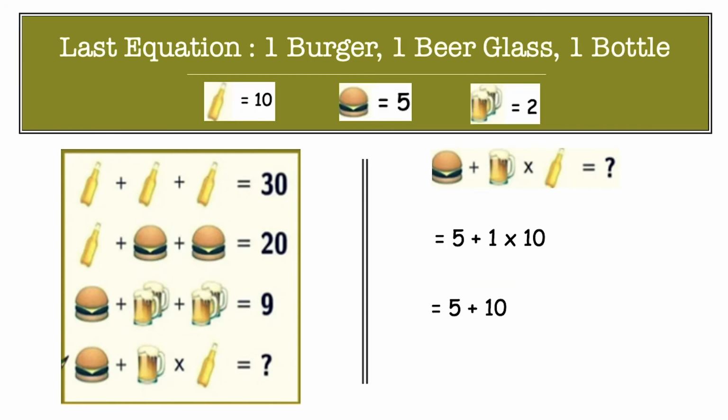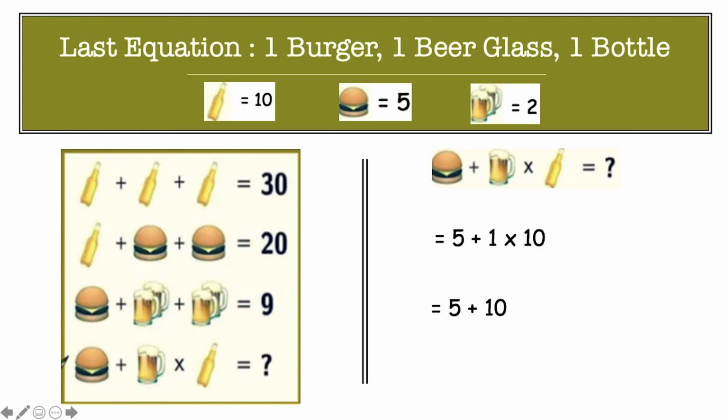Now jumping on to our last equation. In the last equation, we have 1 burger, 1 beer glass into 1 bottle. Now putting the value of all these items present in the equation and solving for our final answer. So 1 burger is equal to 5, 1 beer glass is equal to 1 and 1 bottle is equal to 10. Now we have to solve this equation using the BODMAS rule.